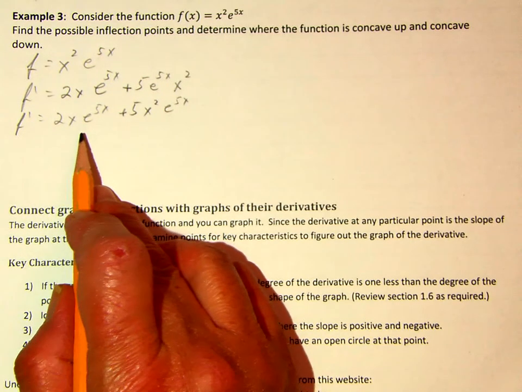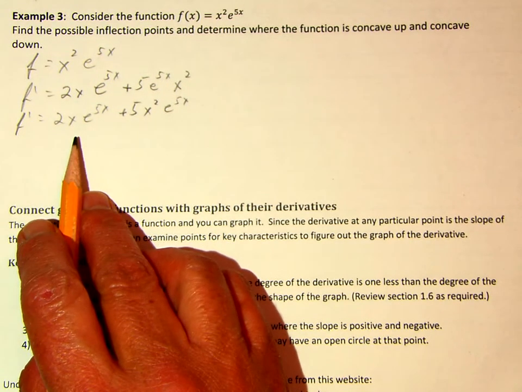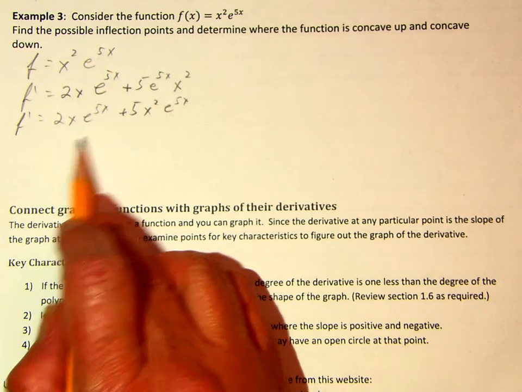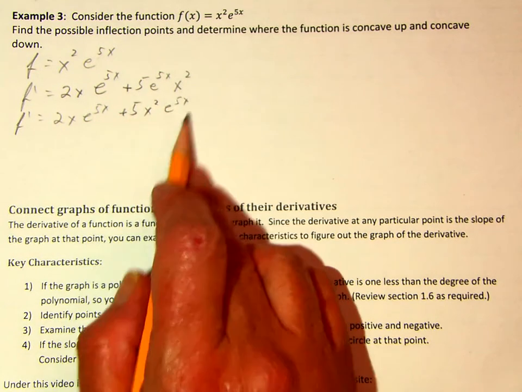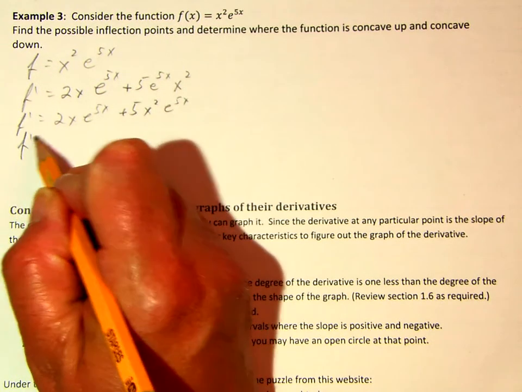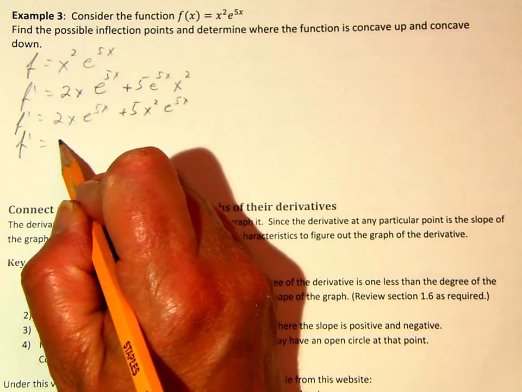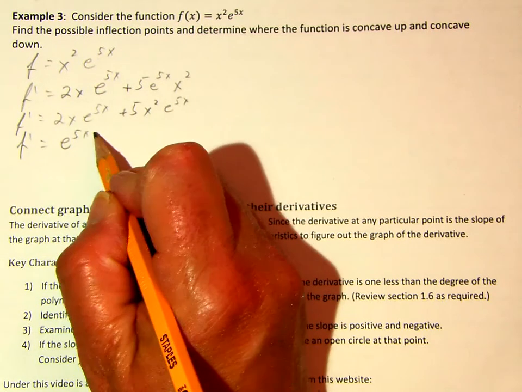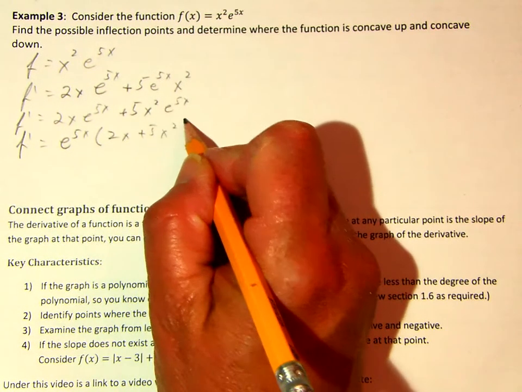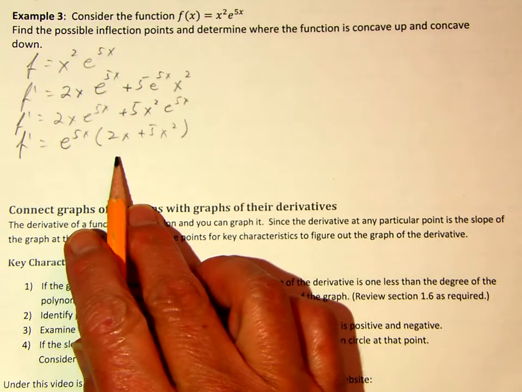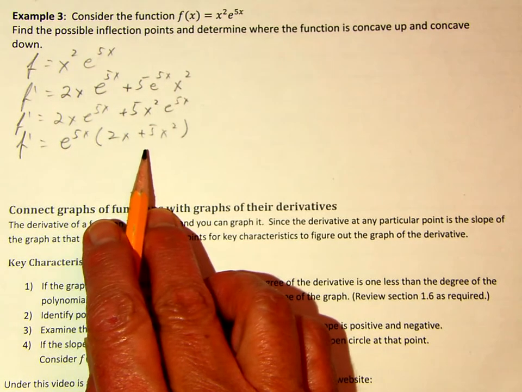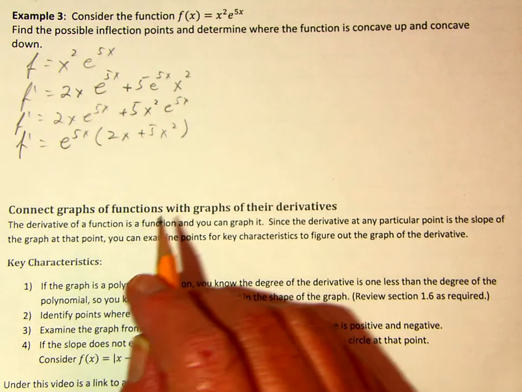And if I want to find the second derivative as is, I'd have to use the product rule on the first term and then use the product rule on the second term. So I'm going to do it a little bit differently. I'm going to rewrite this, and I'm going to pull this e to the 5x out front and regroup. So now I just have to use the product rule once to find the second derivative.